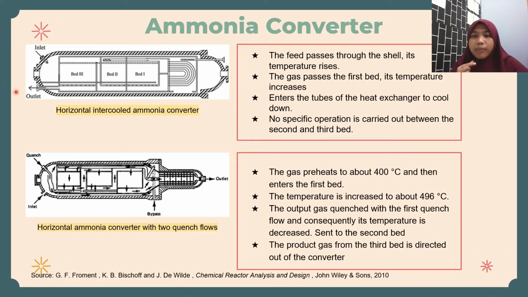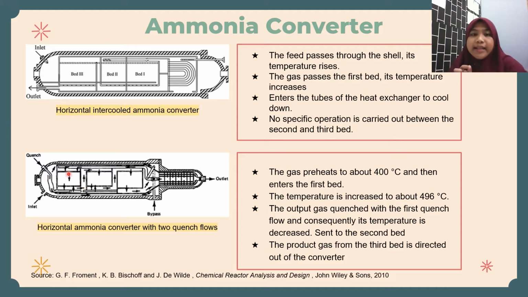Next is the ammonia converter. Here are two cases about the ammonia converter. Figure 1 shows the overall layout of an intercooled horizontal ammonia converter. The feed, after entering the reactor, passes through the shell of the internal heat exchanger where its temperature rises. When the gas passes the first bed and the reaction takes place, its temperature increases and it then enters the tubes of the heat exchanger to cool down. No specific operation is carried out between the second and third bed.